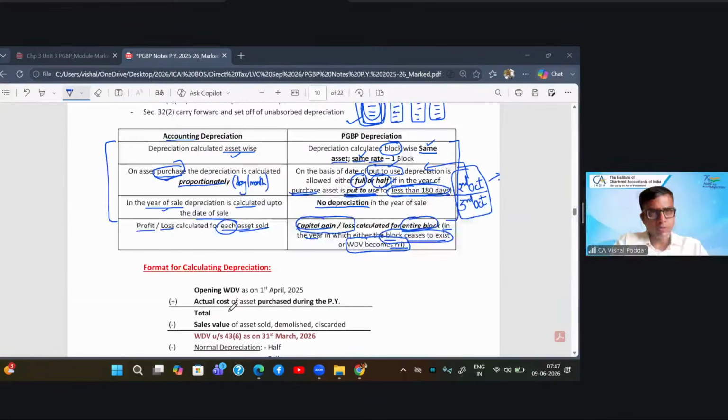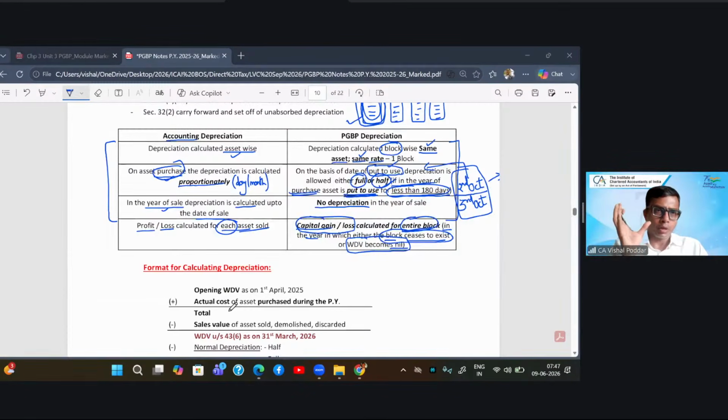Gerald James is asking, sir, what if the amount of depreciation as per IT is higher? So, beta, we have already done that in our first three classes. In my very first class, we first did a practical question to give you a feel of this whole chapter, where I also explained the format of solving PGBP, which was reconciliation. In reconciliation, there is one figure in accounts, there is one figure in income tax PGBP. We have to adjust the difference.